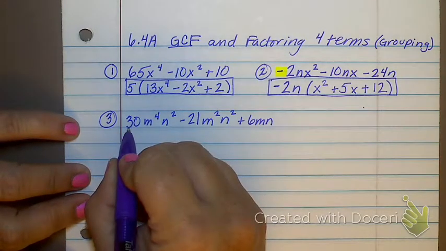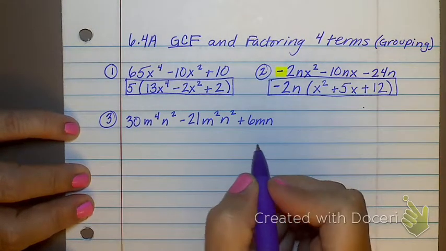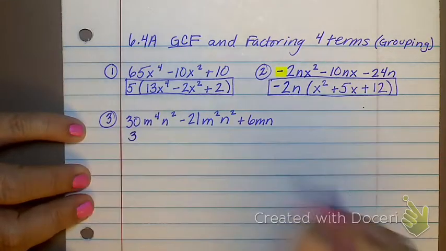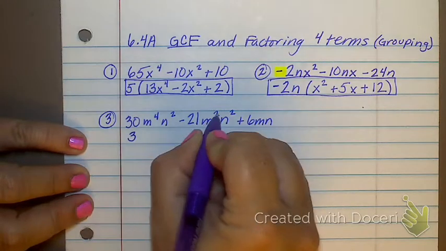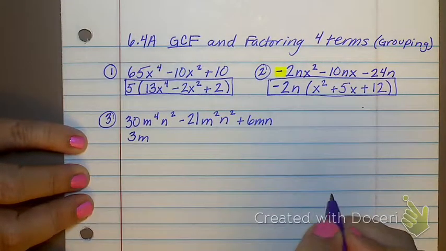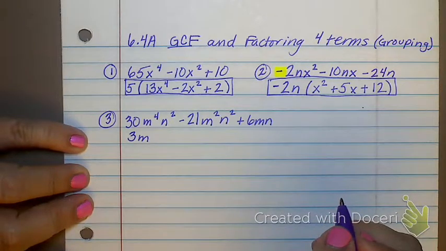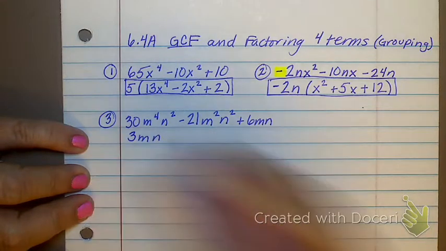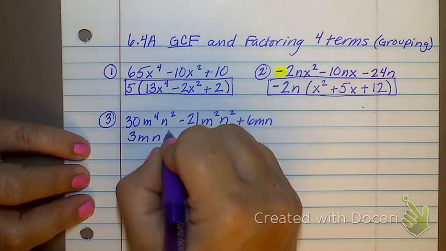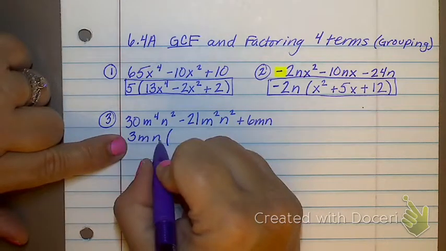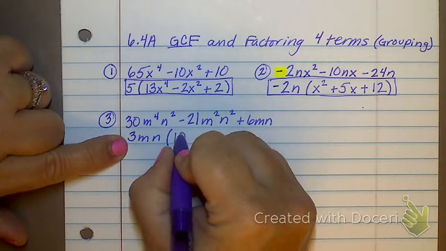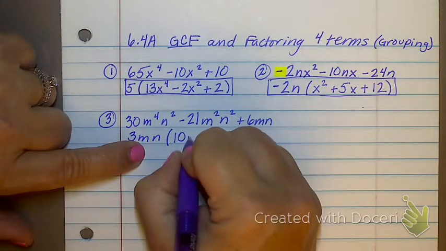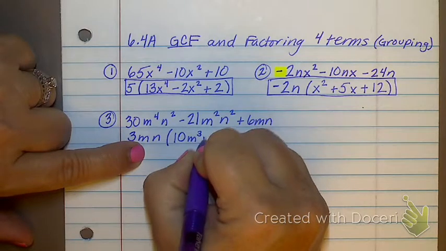All right, between 30, 21, and 6, what's the biggest number they're all divisible by? 3. Was an m distributed? M to the fourth, m to the second, m, they all have an m. Was anything more than m, like m squared, m to the third, was anything higher than that? What about n? Just a simple n, correct? All right, let's see what's left inside. 3mn times what gives me 30m to the fourth, n to the second? Well, 3 times 10, and then m to the third, n.